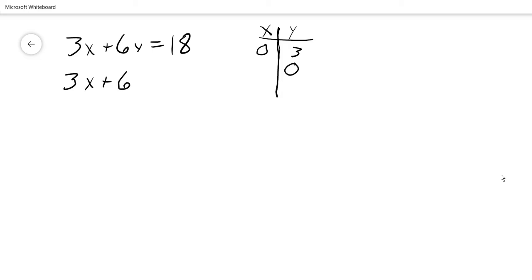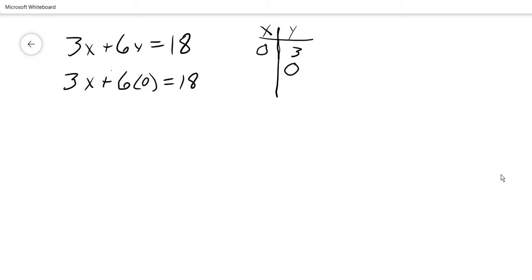The other reason I use zeros is because those will show us the intercepts. See, when I put in a 0 for x, what it will show me is where the line is going to cross the y-axis. When I put in a 0 for y, it will show me where it's going to cross the x-axis. And don't worry about what that means. You'll see as soon as we start graphing.